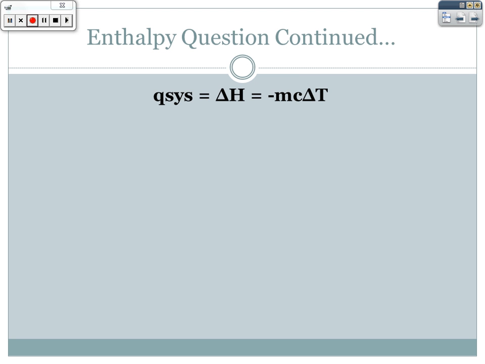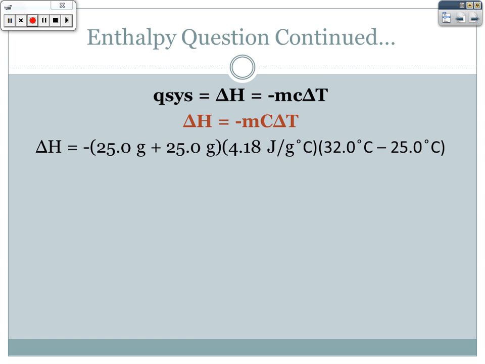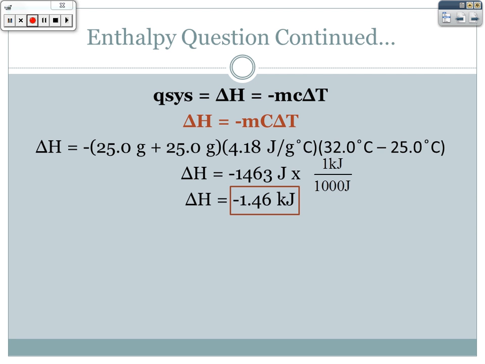Okay, so let's look at how we're going to do this. We know that Q system is equal to delta H, which is equal to negative mc delta T. So our delta H is going to be equal to negative mc delta T, which means that we're going to have negative 25 plus 25, because we had two different masses of water, multiplied by the specific heat of both solutions, which is 4.18, multiplied by the change in temperature, or 32 minus 25 degrees Celsius. That gives us an answer in joules, but they asked for an answer in kilojoules. So that gives us delta H is equal to negative 1.46 kilojoules. Okay. We have a negative delta H, which means that this was an exothermic reaction.